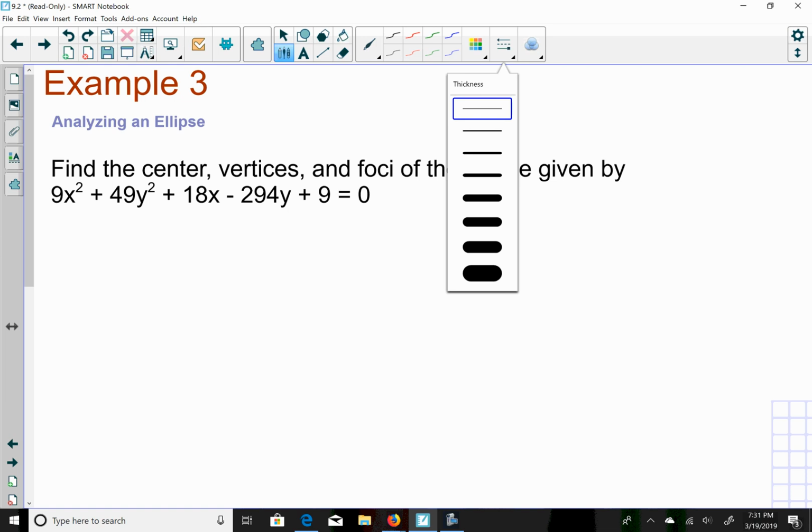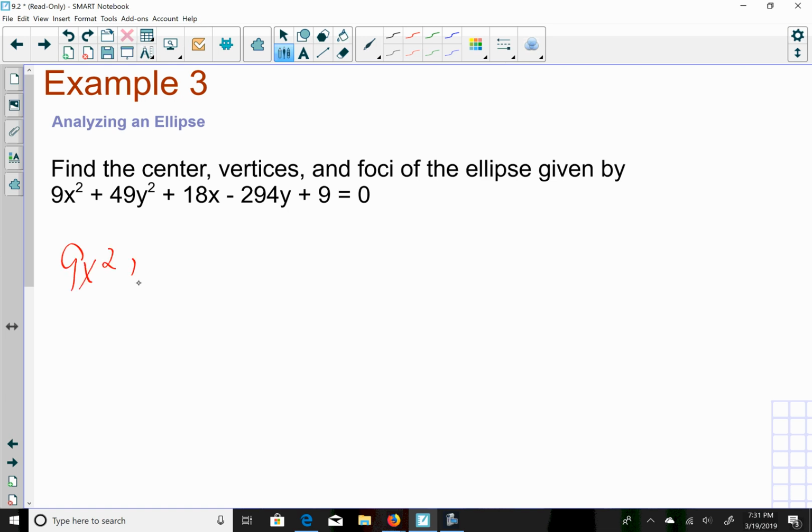So I'm going to write 9x squared plus 18x plus 49y squared minus 294y, and putting the 9 over to the other side will equal negative 9. Then I'm going to complete the square. You'll notice that the difference between a circle and an ellipse is these coefficients are no longer the same. If they were the same, it would be a circle, and I would divide everything by whatever that coefficient is.